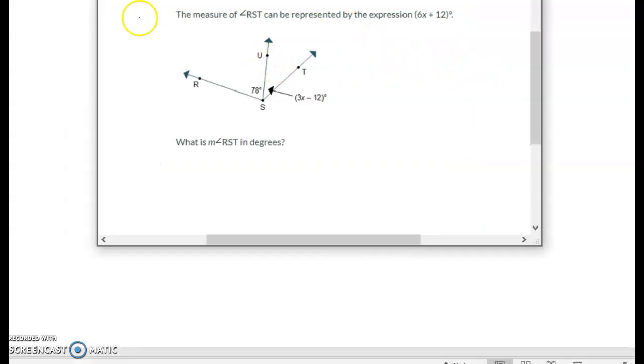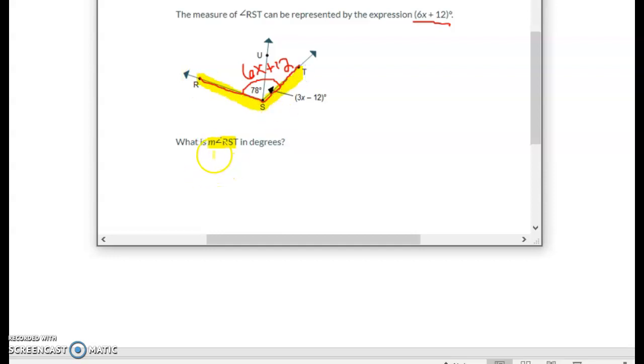All right. So it says the measure of angle RST, and whenever you're looking at angles, you trace it out. So we start at point R, we trace to S, and then we trace to T. So this big red angle here is represented by the expression 6x plus 12. So this whole angle here is 6x plus 12. And we want to find the measure of angle RST. So again, that's this big angle.